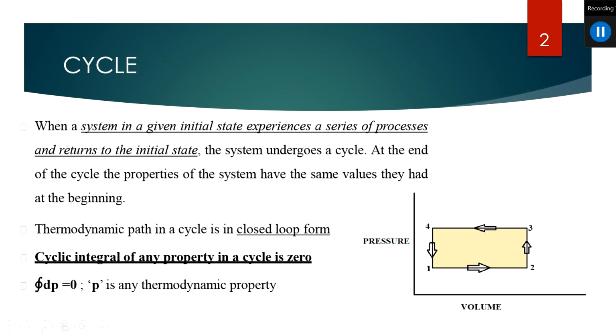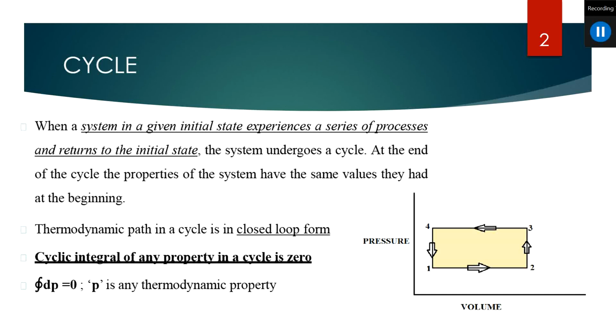So first of all, we have to define what is a cycle, what is a thermodynamic cycle. When a system in a given initial state experiences a series of processes and returns to its initial state, that system undergoes a cycle, and at the end of the cycle the properties of the system have the same value they had at the beginning.